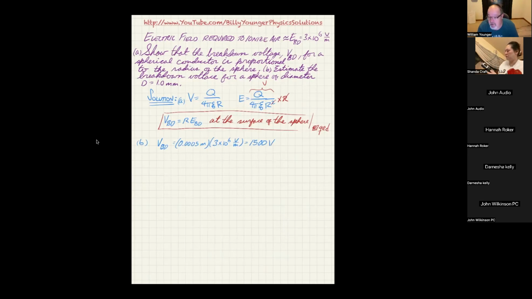The main thing that you're supposed to see from this demonstration is that if I were to make the radius even smaller, the voltage difference would be even smaller. Note, as R gets smaller, so too does V breakdown, which implies lightning. Ain't that a cool looking little lightning?